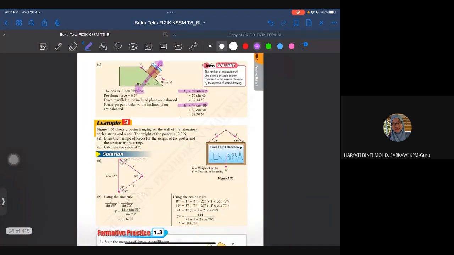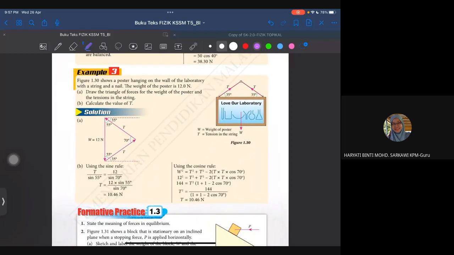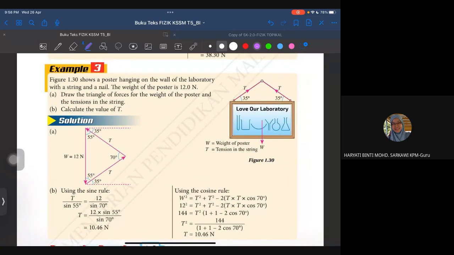Last example. Okay, we proceed now, the last example. We can have another Google Meet to solve problems. I will give you some problems that you can solve. Showing a poster hanging on the wall with string and a nail. The weight of the poster is 12 Newton.